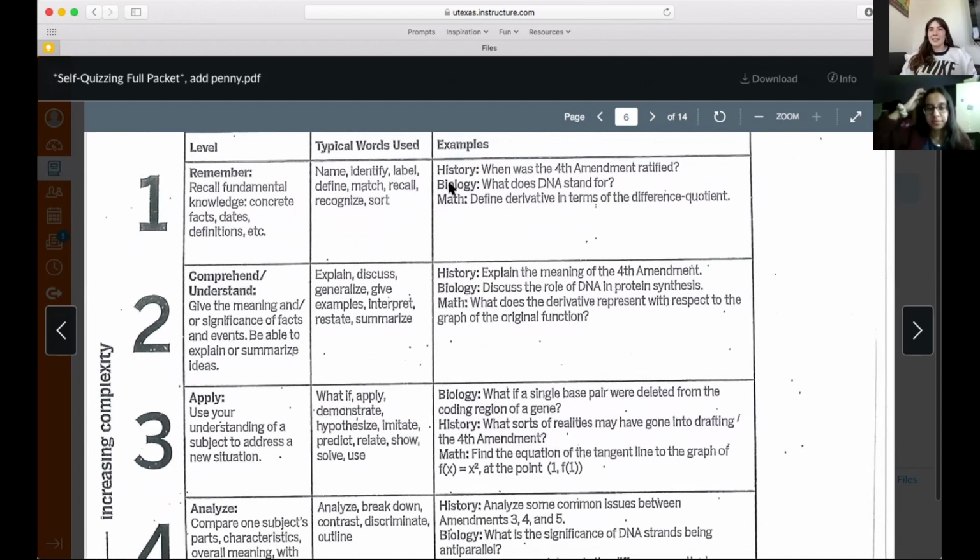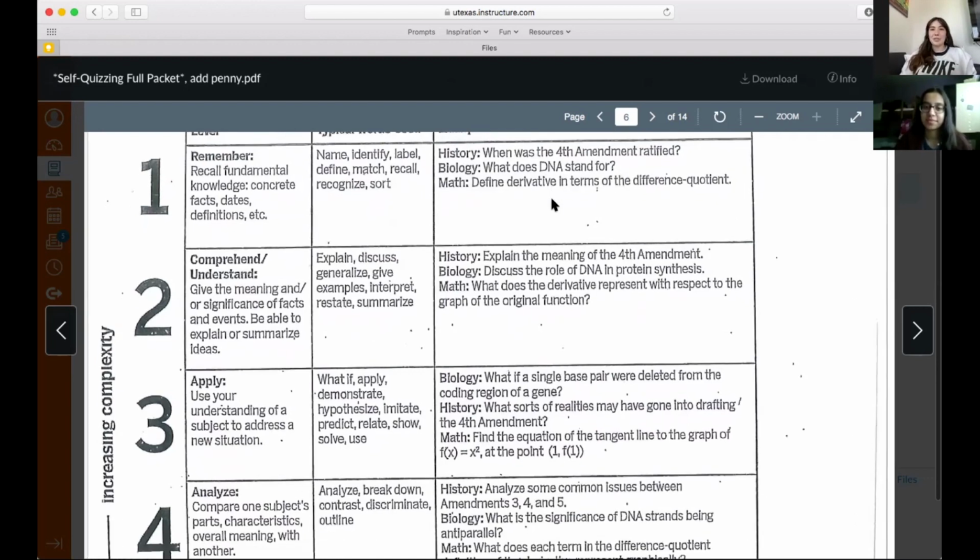And as you can see, we've got some examples here. So history, when was the Fourth Amendment ratified? Biology, what does DNA stand for? Can you go ahead and think of a level 1 question for one of your classes? Yeah, maybe for sociology, that could be, what is a social system? Brilliant. Yes. So now let's go to level 2.